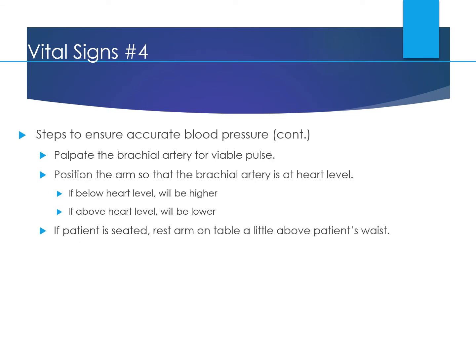We need to palpate the brachial artery for a viable pulse, and then we position the arm so that the brachial artery is at heart level. If below heart level, the reading will be higher; if above heart level, the reading will be lower. So we need to make sure that it is at heart level. If the patient is seated, rest the arm on a table a little above the patient's waist.